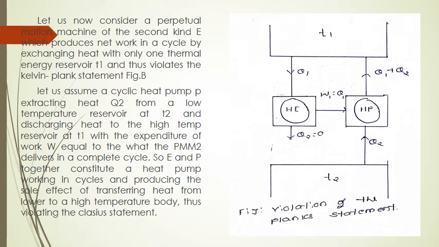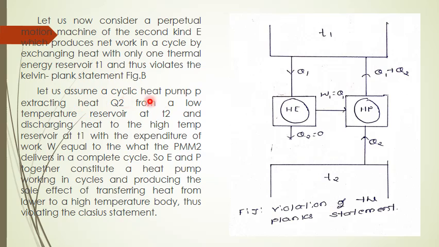Then let us now consider a perpetual motion machine of the second kind, E, which produces net work in a cycle by exchanging heat with only one thermal reservoir. You can observe here, we are considering a heat engine exchanging heat with only one thermal reservoir and producing work W1. Q2 is 0. So this violates the Kelvin-Planck statement. That is what the Kelvin-Planck statement says: it is impossible to construct a device operating with a single source temperature by producing net work. So we are violating the Planck statement here.